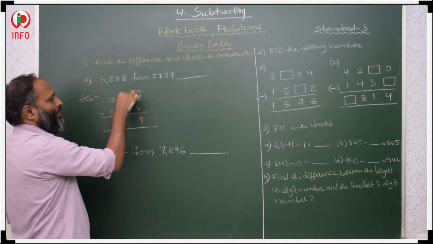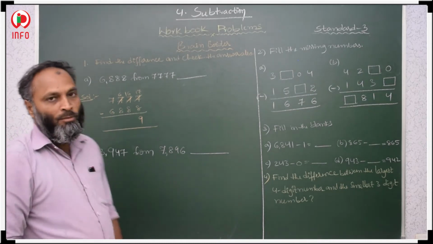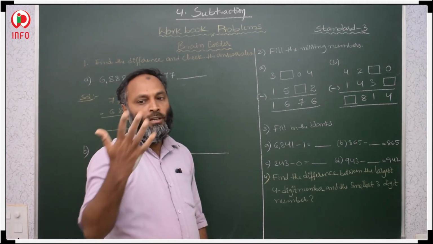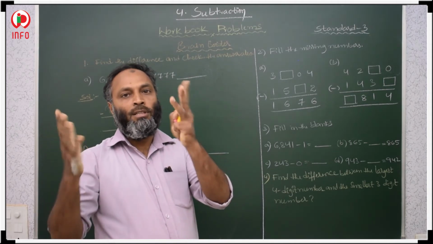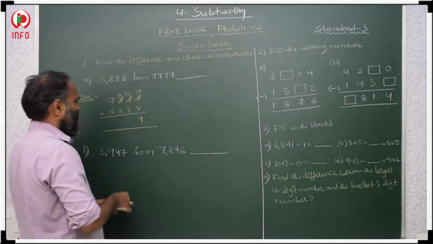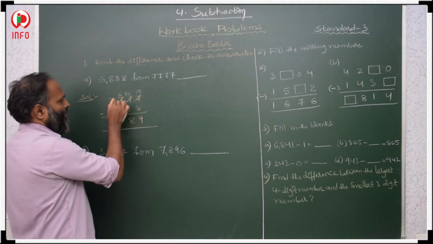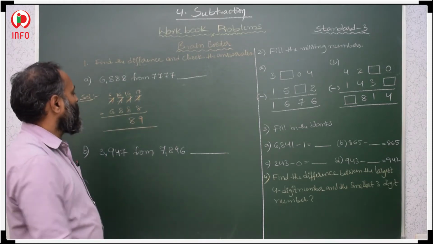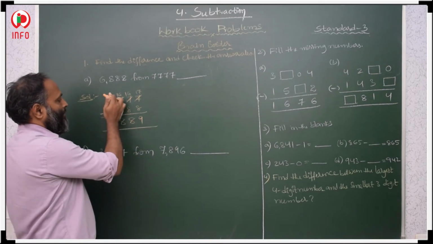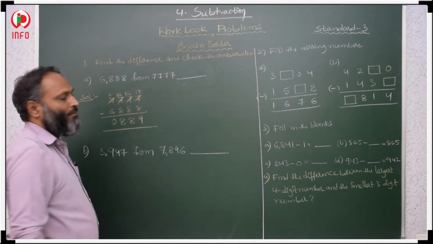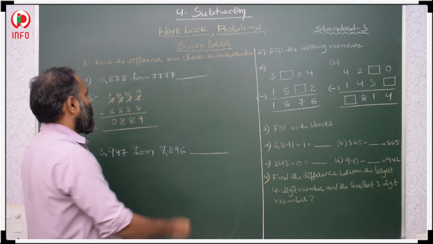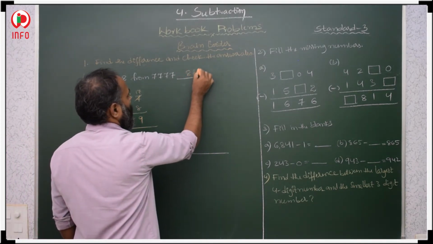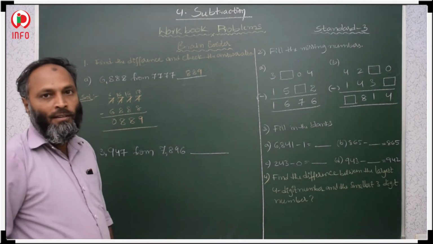Here 6 will come, here 16. 16 minus 8 is 8. Again from here we have to borrow. Here 6 and here 16. 16 minus 8 is again 8. 6 minus 6 is 0. Then what is our answer? 889. This is our answer.